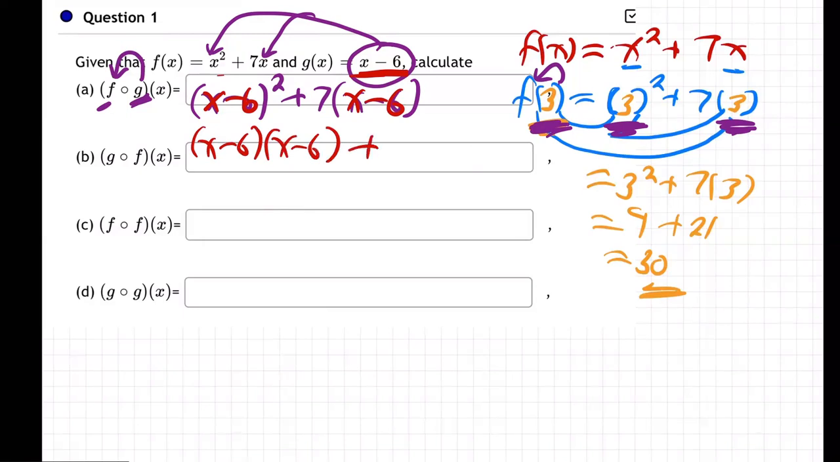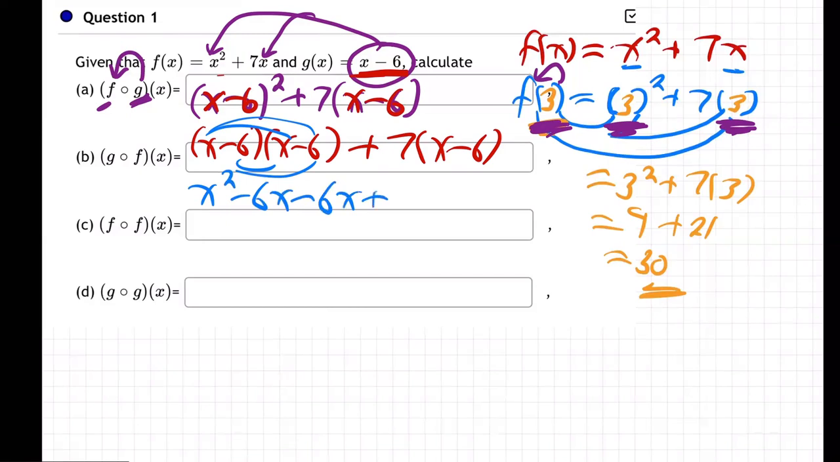And what is this guy going to do? Here, I'll just rewrite it for a moment. And then you know what to do here, right? Now we're going to FOIL this thing. We're going to go first to both, second to both. What do we get? x squared minus 6x minus 6x plus 36. And what do we get back here? This is going to distribute: plus 7x minus 42. I'm just multiplying it all out.